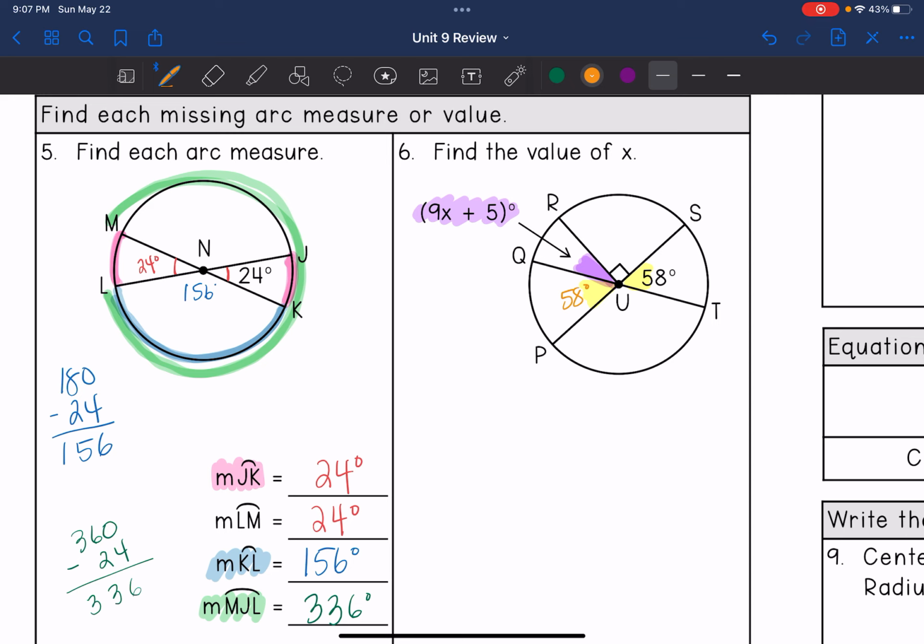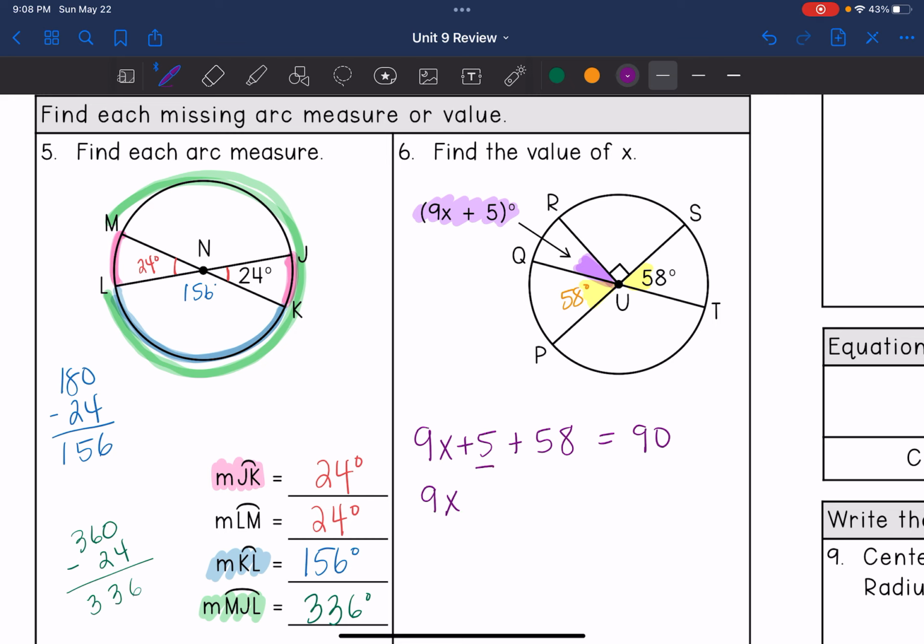Okay, the other thing that we have is that RUS makes a right angle. And since I know that this whole thing is 180, that means that RUP also makes a right angle. So if I were to add these two pieces together, that needs to equal 90. So that's how we're going to solve. 9x plus 5, and then plus the 58 equals 90. Since you're going to have your calculators, you could n-solve this, but it's a really quick solve, so we don't need to.